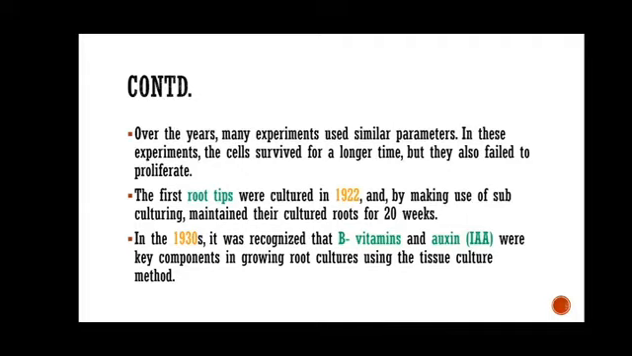The first root tips were cultured in 1922, and by making use of subculturing, maintained their cultured roots for 20 weeks. In the 1930s, it was recognized that vitamin Bs and auxin IAA were key components in growing root cultures using the tissue culture method.